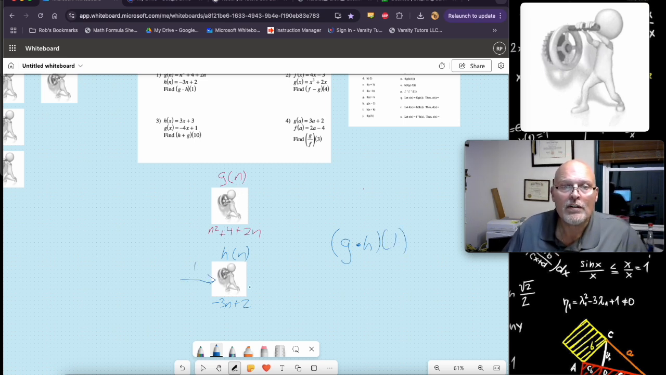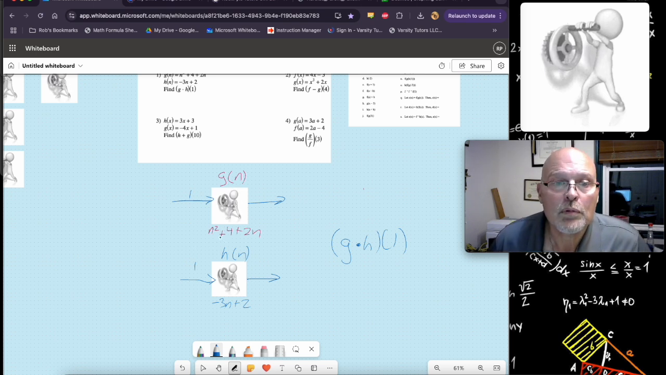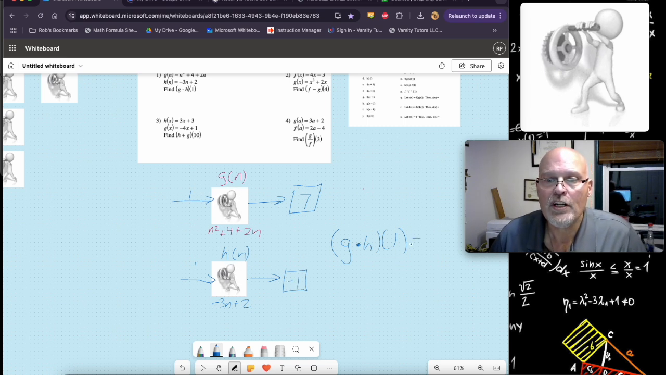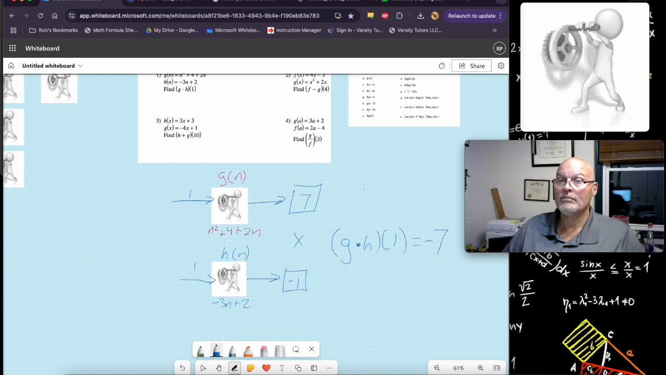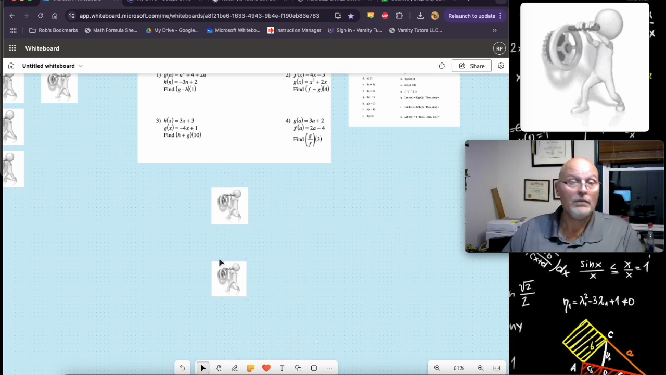We've got our input is going to be 1. And our output here is going to be 1 plus 4 is 5 plus 2 is 7. So g of 1 is 7. H, we're going to do minus 3 plus 2 is negative 1. So g times h of 1 is 7 times negative 1, or negative 7. Make sense? Let's try. Okay.